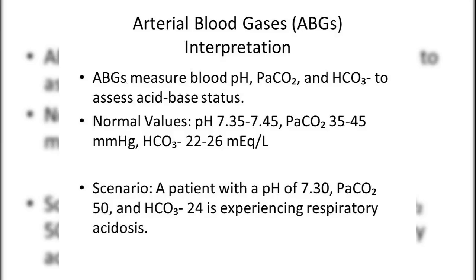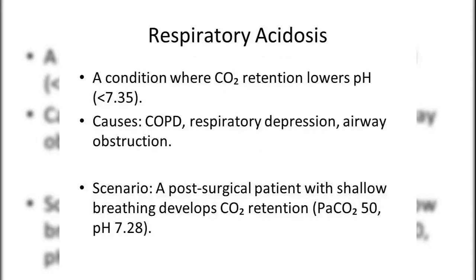Normal values are pH 7.35-7.45, HCO₂ 35-45 millimeters of mercury, and HCO₃ 22-26 MEq. For example, a patient with a pH of 7.30, HCO₂ of 50, and HCO₃ of 24 is experiencing respiratory acidosis. Respiratory acidosis occurs when CO2 retention lowers pH below 7.35. It can be caused by conditions like COPD, respiratory depression, or airway obstruction.